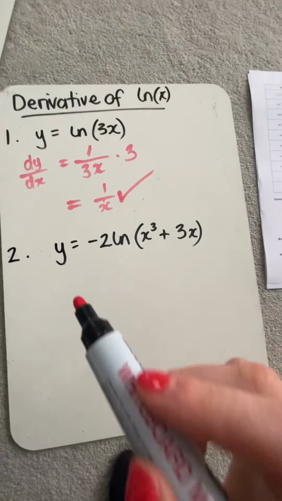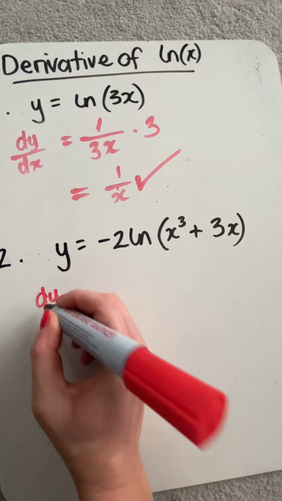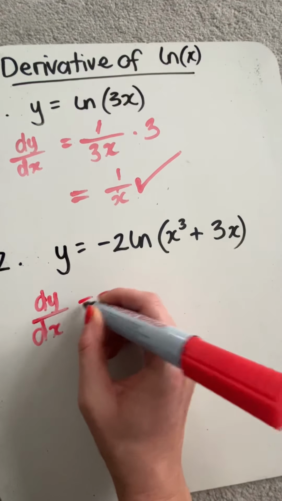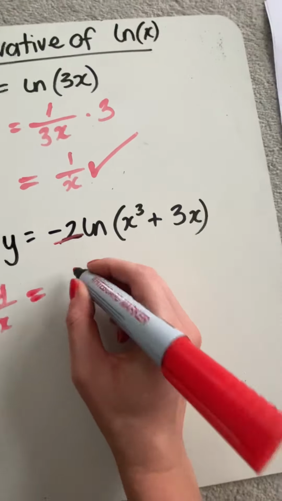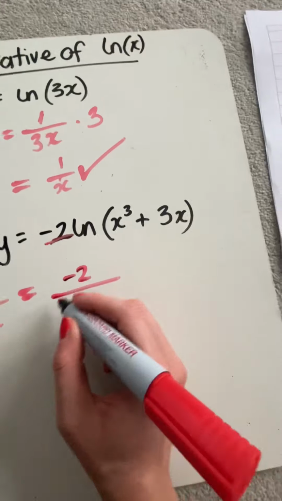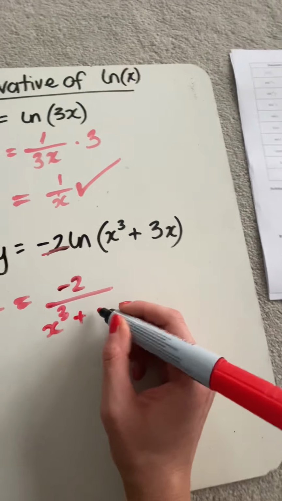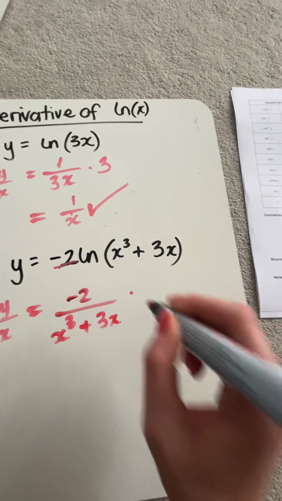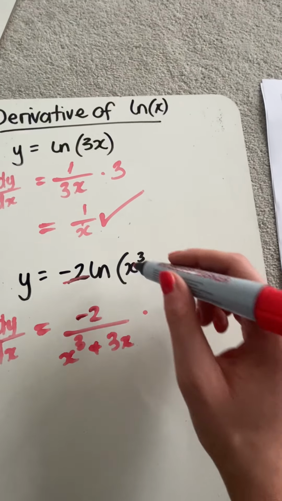Okay, number 2 looks more complicated. We're still going to do the exact same thing here. So dy by dx equals, okay, the only difference is here I've got minus 2, so I'm just going to stick a minus 2 at the top. So the bracket goes on the bottom, so x cubed plus 3x, and multiply by the derivative of that bracket, which you can just do individually.